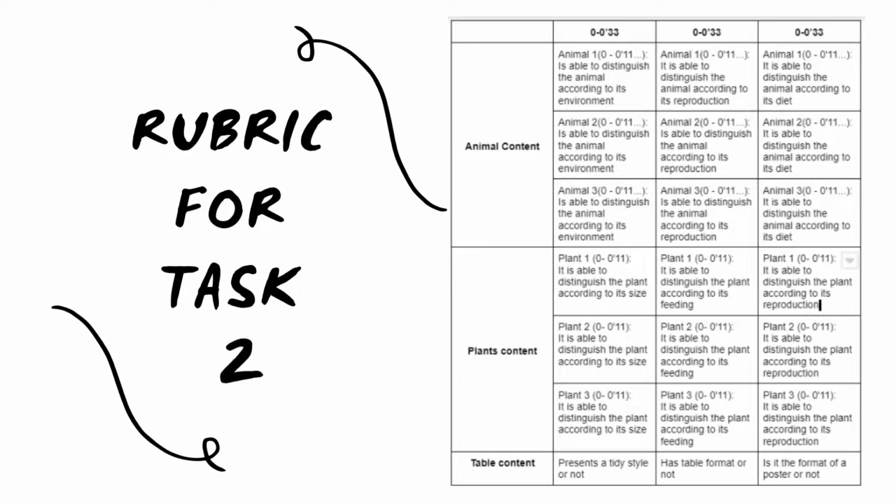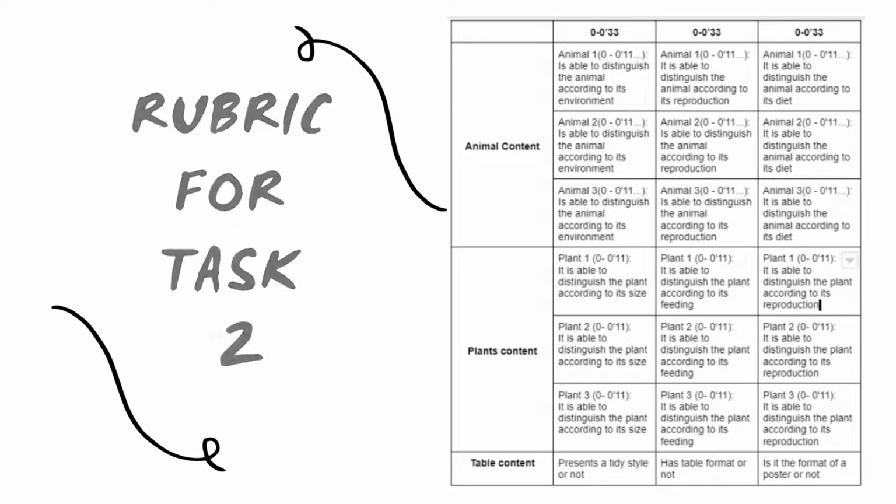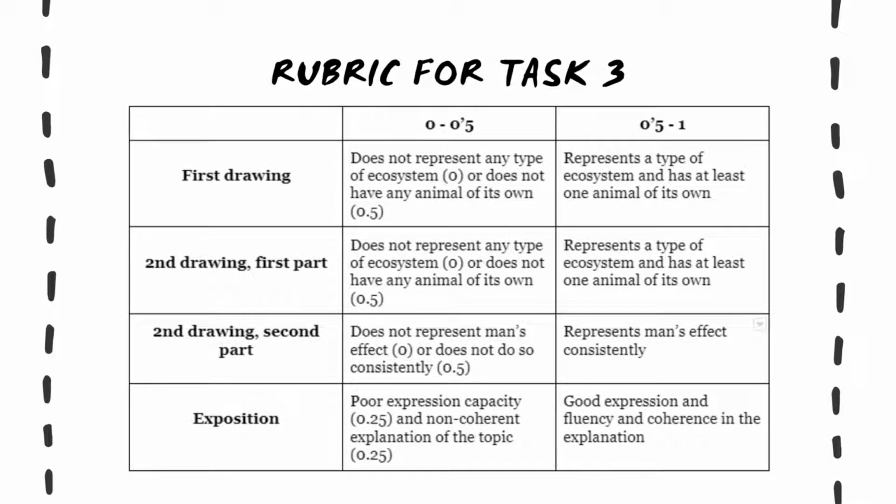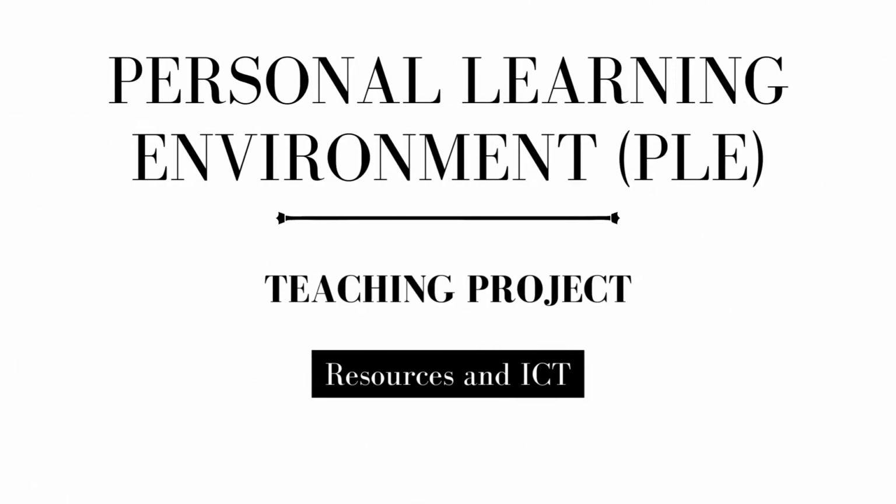The second task will be evaluated using this rubric that assesses the animal content, the plant content, and the table content, each one associated with 1 point to reach the 3 points that it counts in the final mark. And finally, the third one, using this other rubric, evaluating the first drawing, the second drawing and its 2 parts, and the exposition that takes 2 points because it's the most important part of the project.